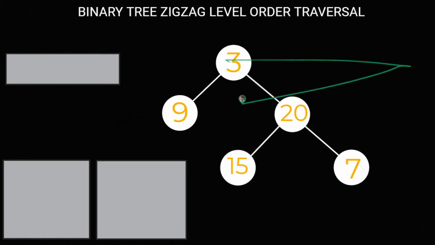And so, kind of like that. And then return the order of the nodes in that manner, in the zigzag manner. So first we're going to hit 3, and then we're going to hit 20, 9, 15, and 7. So like this.